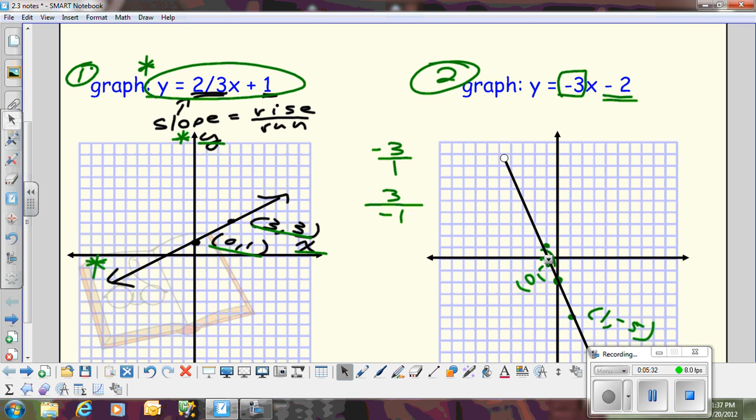Draw your line. Extend the line. And put arrows on the end. And don't forget to label the X and Y axis. Okay, questions on those? Mr. Benson, sit up. Should be writing these down.